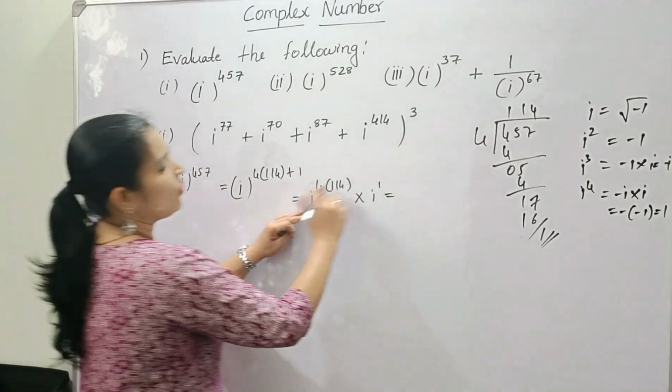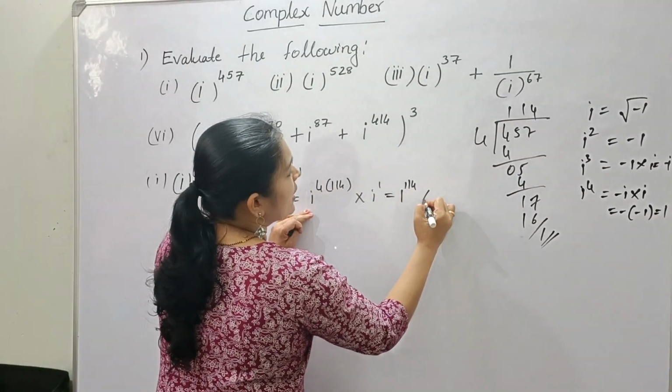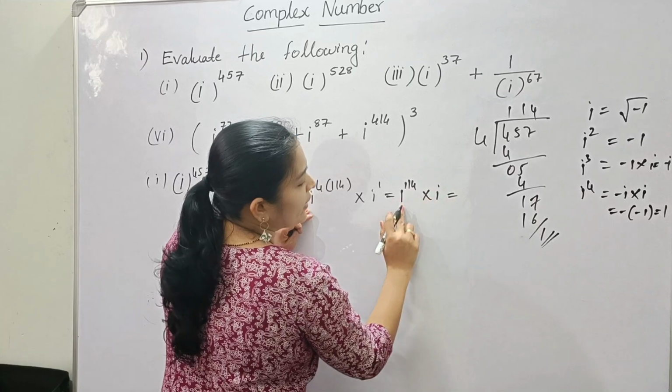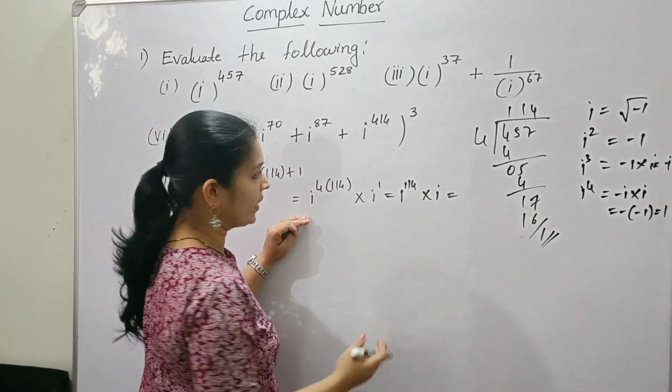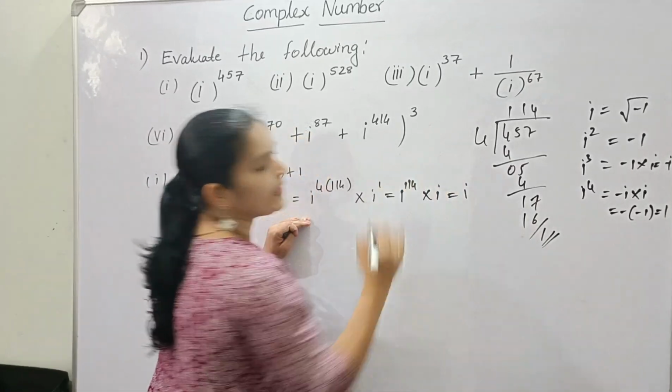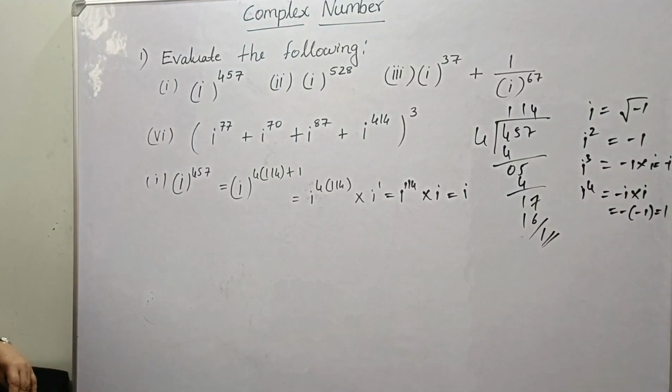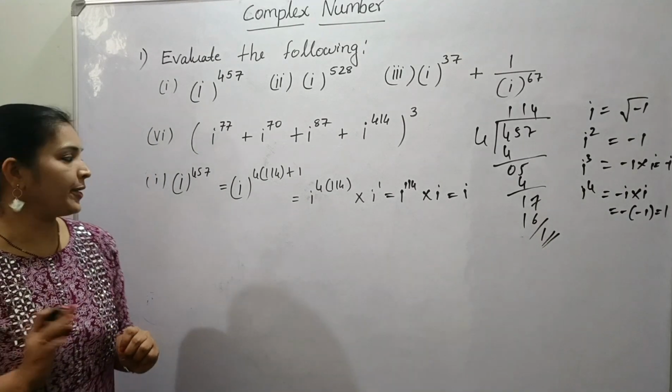That is 1 raised to 114 into i. 1 raised to any real number is 1, so 1 into i, so i itself. So the value of i raised to 457 is i.